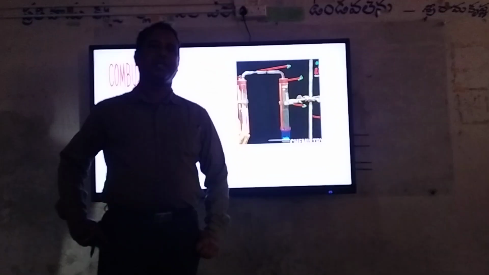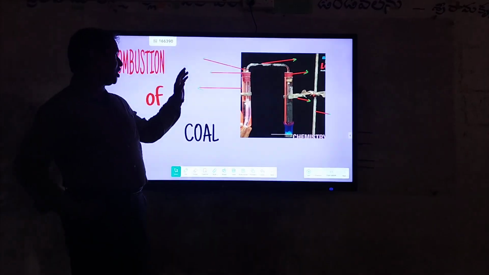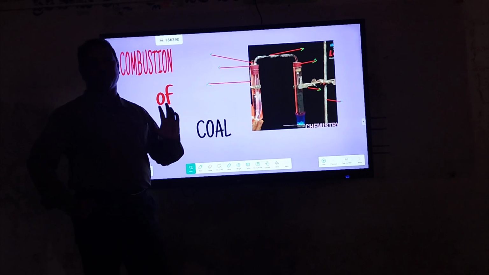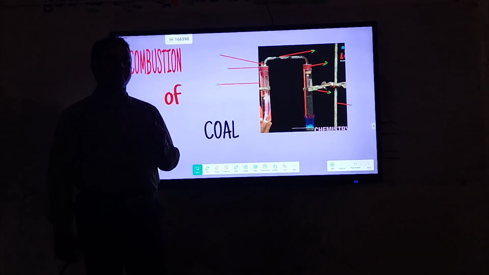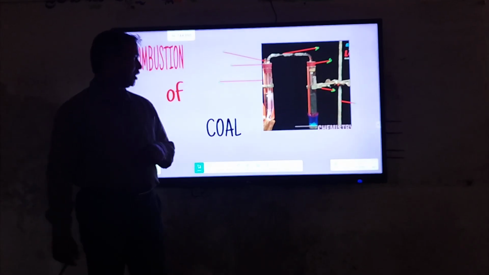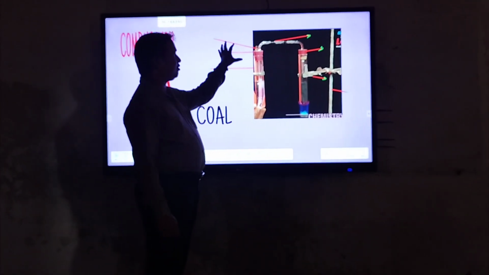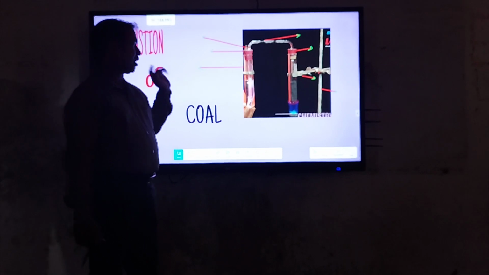Right, children? So today we will see the combustion of coal experiment. For that purpose we require certain material. So what are the materials required? We will see here. Now you are observing that I have drawn some arrow marks on this one.